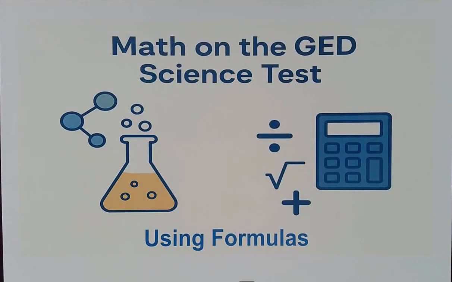The math skill for the GED on the science test that we're going to look at in this video is using formulas. And it involves a little bit of algebra, and that's why some students have a hard time with it. The good news is most of the time on the GED, when you have to use a formula, they will give you the formula within the question. They don't expect you to have any of these formulas memorized, but they expect you to know how to use these formulas to get the answer.